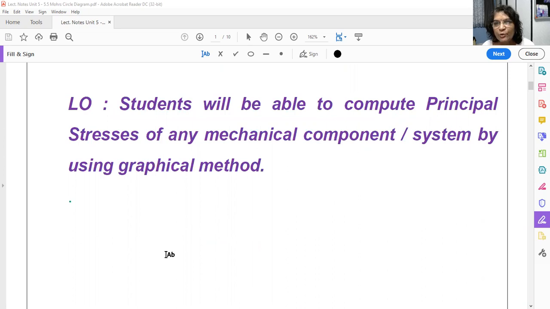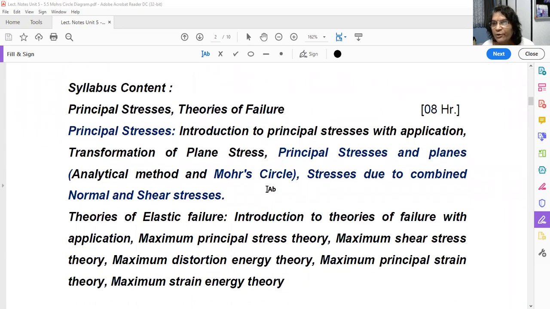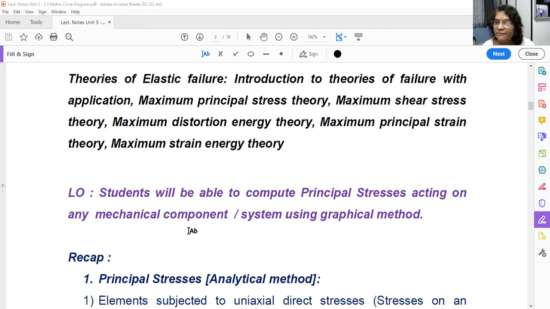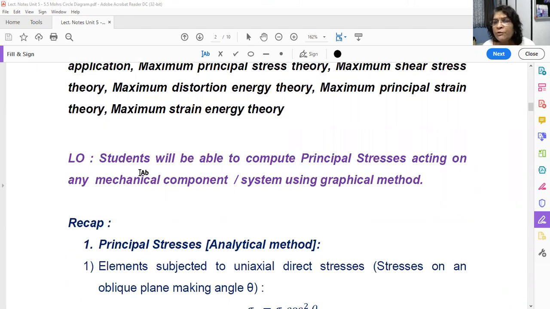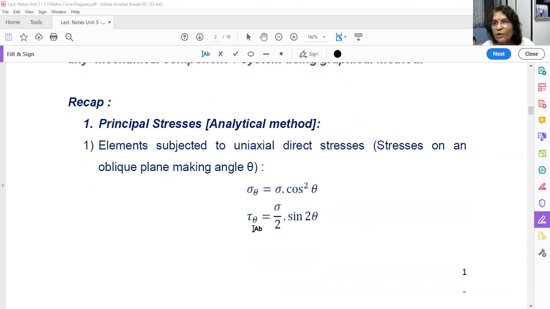Now, let us see the recap. This is your syllabus, and today we are going to study the theory of Mohr's circle. In the next lecture, we will solve problems. What you learned in the earlier lecture was the analytical method. We have seen three cases: first, uniaxial direct stresses; second, biaxial stresses; and third, the general two-dimensional stress condition. These are all formulae we have derived.